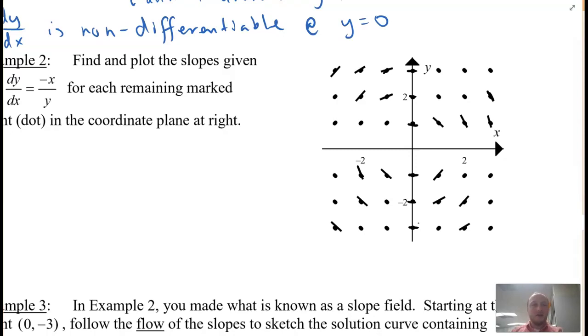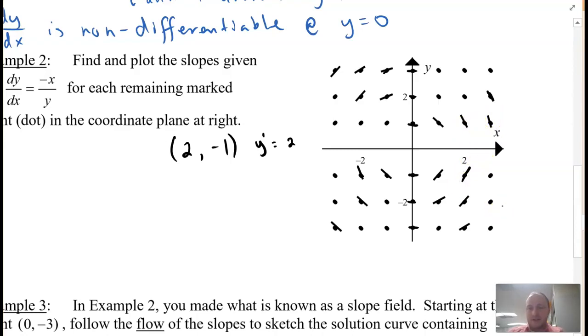Now I can choose another point. Let's inspect another point, say 2, negative 1. At 2, negative 1, the slope y prime will be negative x over y, so negative 2 over negative 1, which would be 2. From here, you can imagine going up 2 over 1 and just connecting a line. So it's a steep line like that.